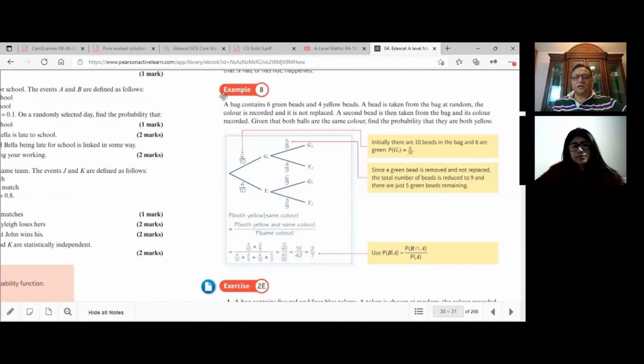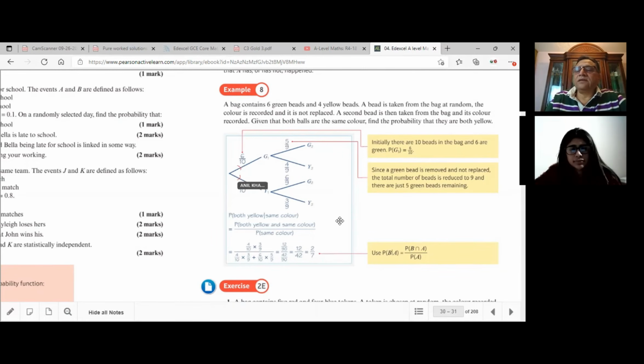Yeah. So now let's read this question once again. A bag contains 6 green beads and 4 yellow, so that is to begin with. There are 10 in total. A bead is taken from the bag at random. The color is recorded, so it could be either green or yellow, correct? That is how we get these two branches.